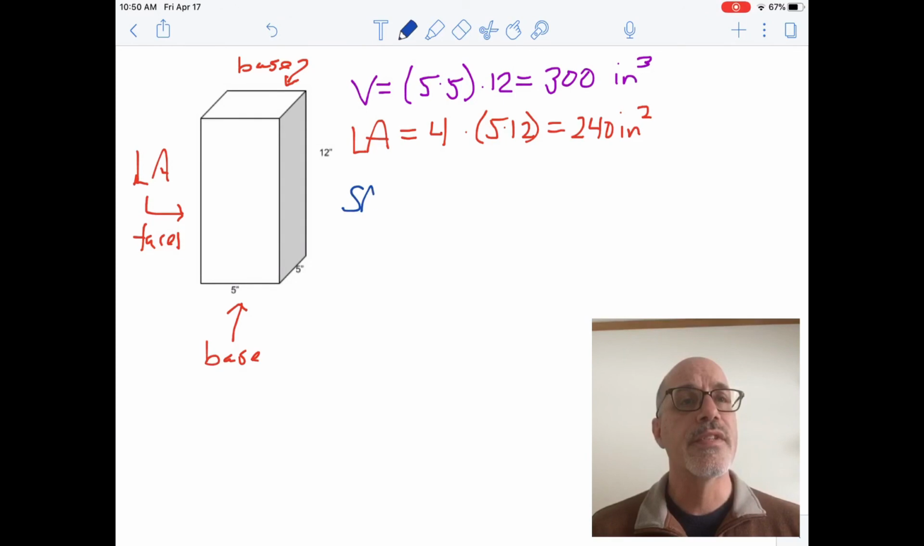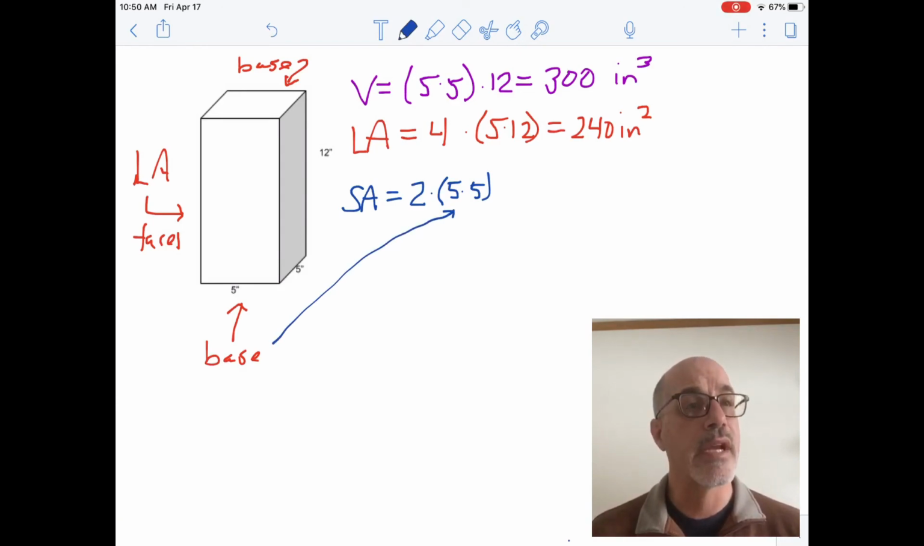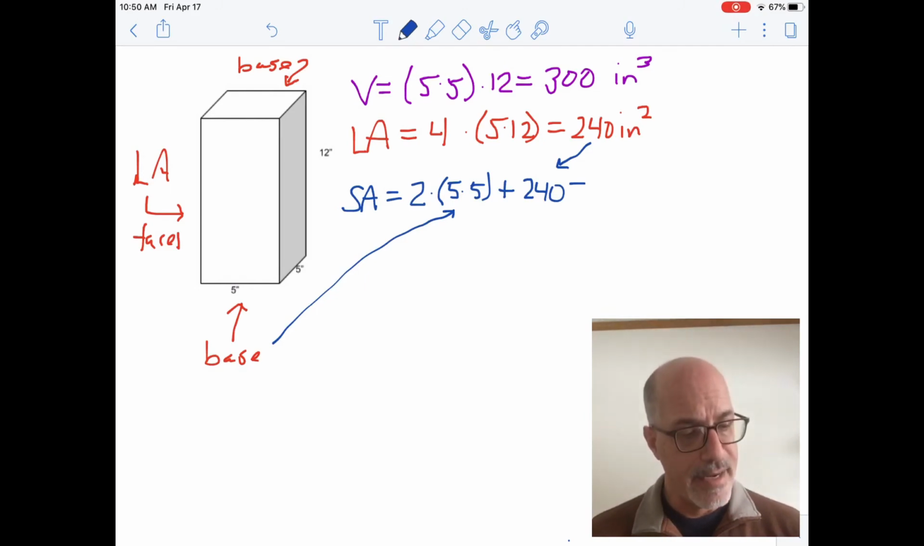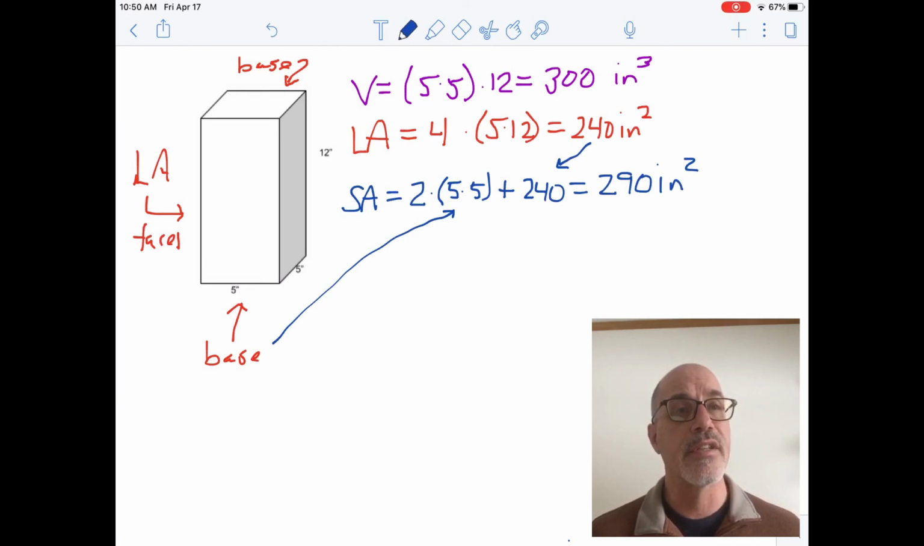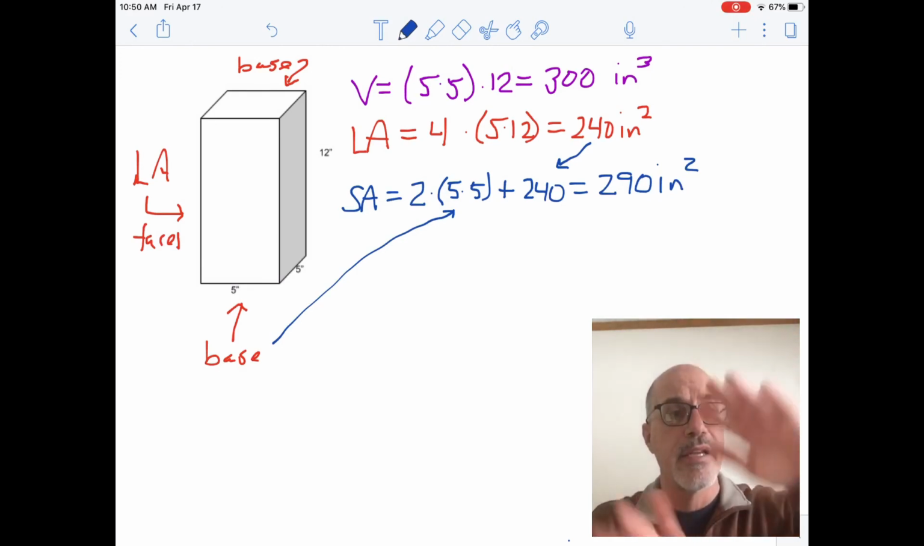Now let's do the surface area. For the surface area of this, we've got to take the bases of it, which are 2 squares, so 2 times the 5 times 5 for the square. And then we're going to do the lateral area, add that to it, and so we get the 240 added into that. And if we add that all up, we get 290 square inches. So the general idea for finding surface area of cylinders and prisms is add the bases to the lateral faces.